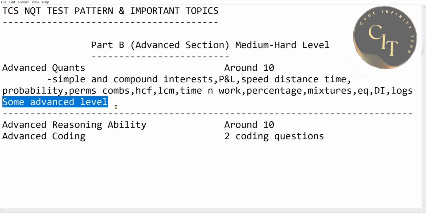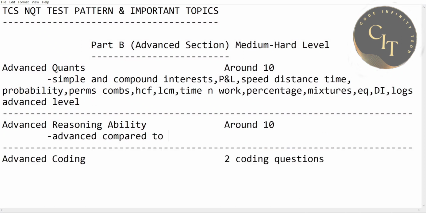So practice very well. Then coming to advanced reasoning ability, it will have the same topics discussed in reasoning ability in the part A foundation section, but a bit advanced and a bit more complex to think, so you have to think well. The topics, as we already discussed, are statements, that is assumptions and conclusions, then some foldings and unfoldings, questions related to cubes, visual representation, and a few questions on puzzles. You just have to think well and think fast to answer these questions.